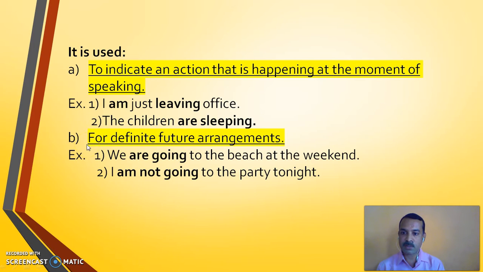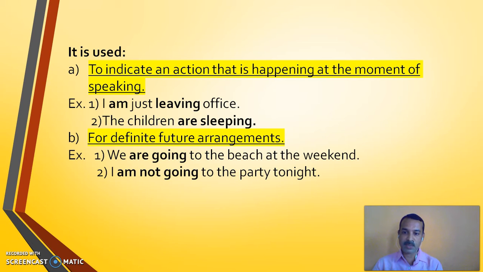The second usage of present continuous tense is for a definite future arrangement. If we are going to do something in the future definitely, then we talk about it like this. For example, we are going to the beach at the weekend. The action is going to happen in the future, but there is definiteness. So the speaker is confident they are going to the beach, and it has been expressed as we are going.